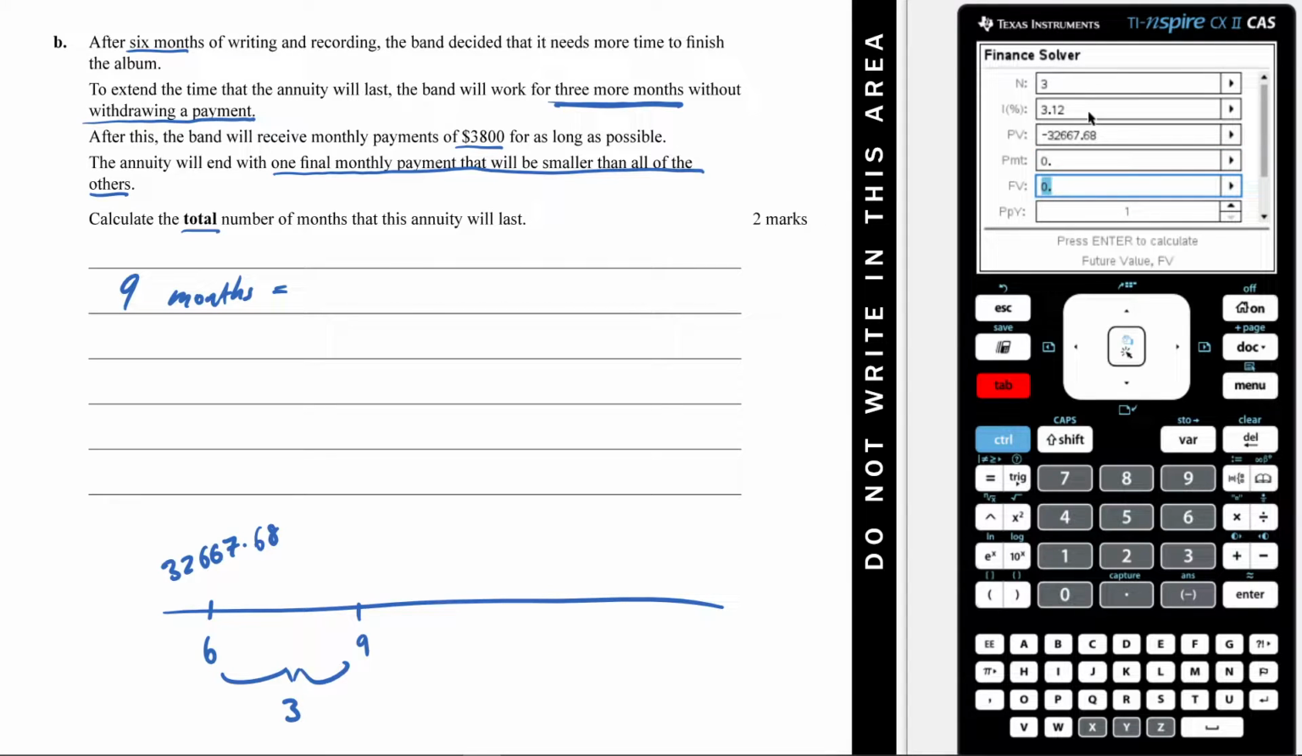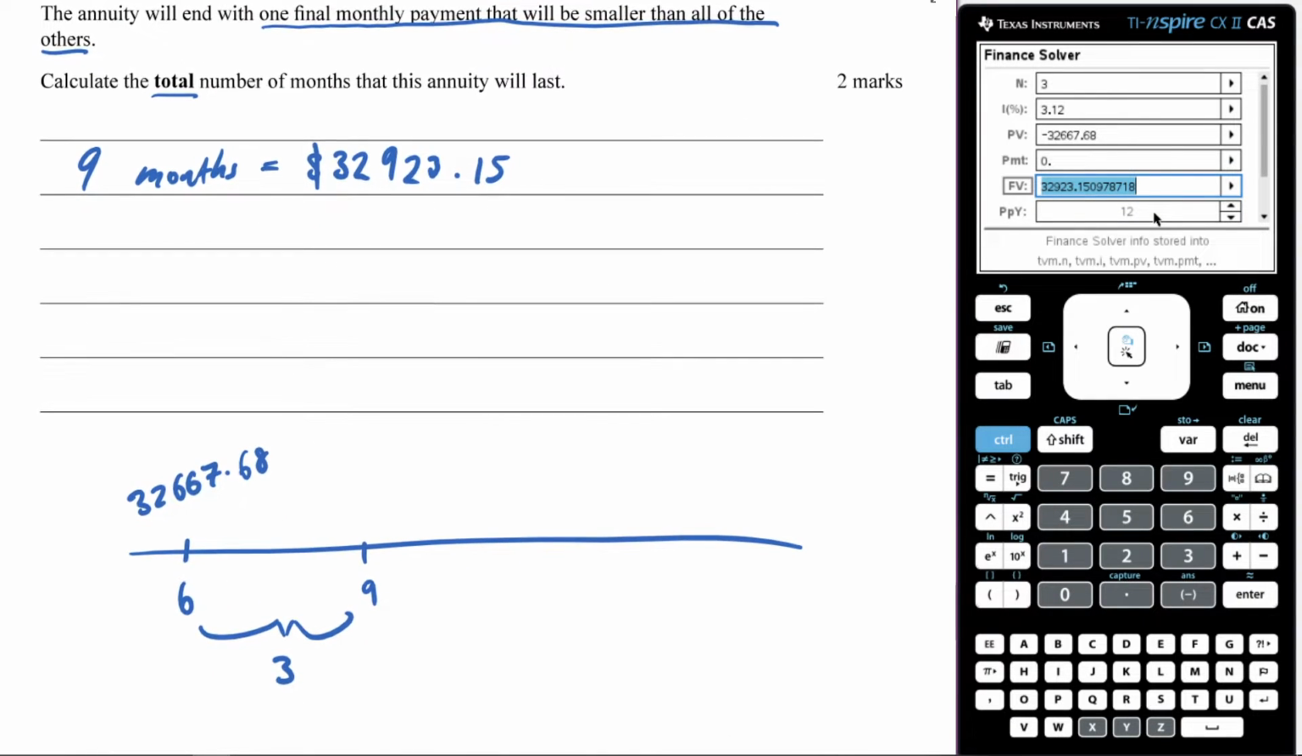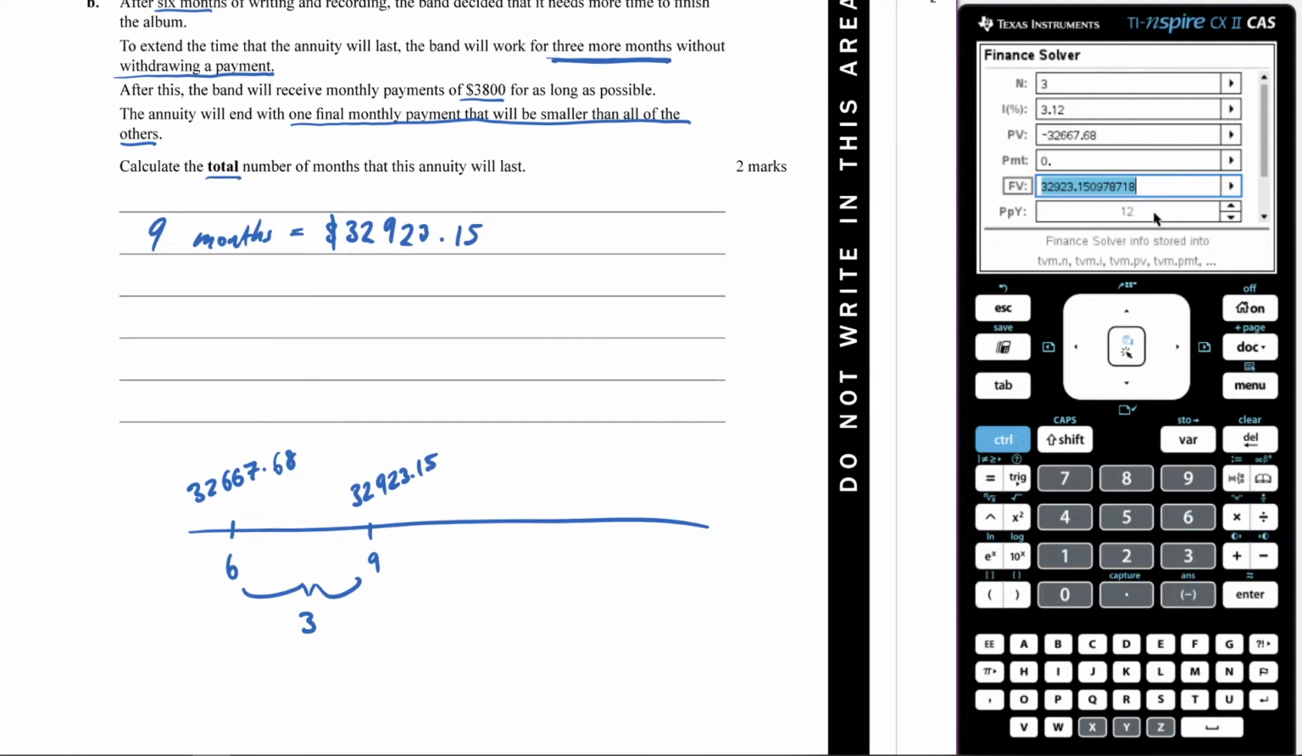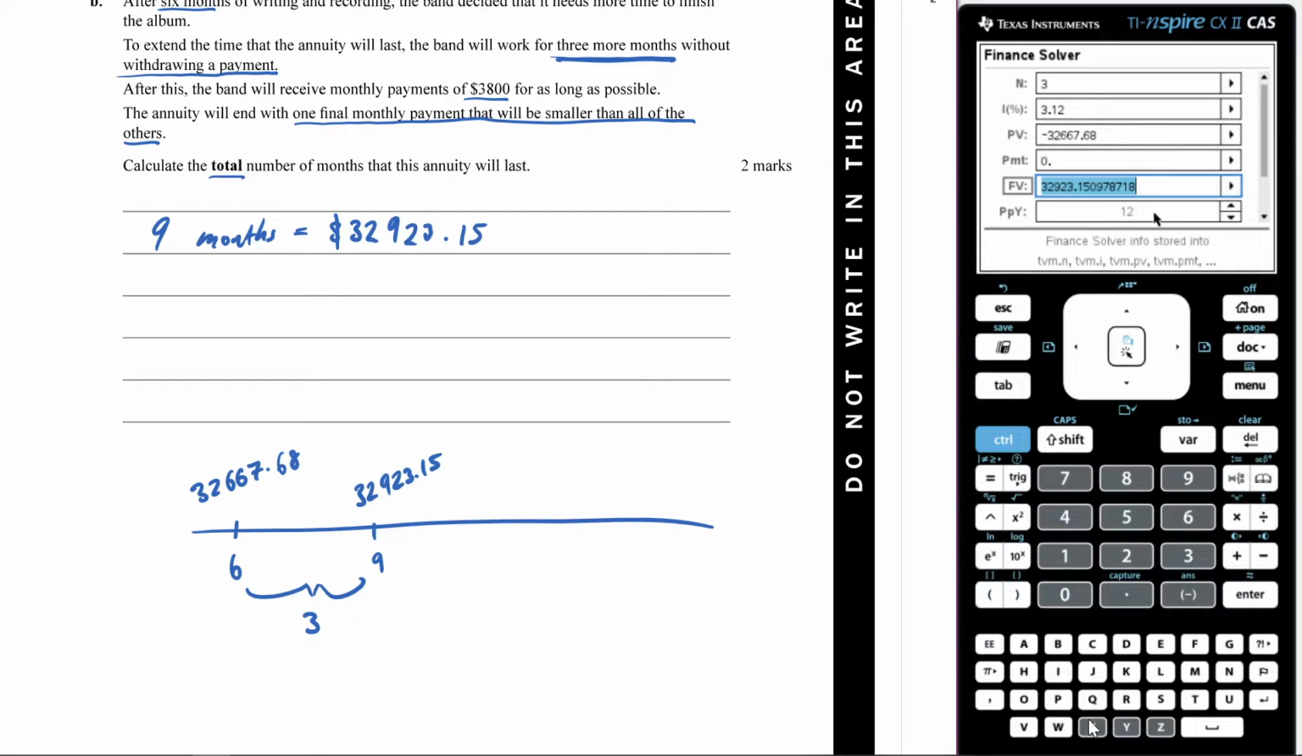What is my future value going to be? That's what I want to find, so let's leave that blank. And then my PPY is 12. Oh, sorry, and my CPPY is 12. All right, so with all that being said, I now want to figure out what the future value is going to be. It is going to be 32923.15. All right, so now I do like to write here as well, just so I can see what's exactly going on. I'm just struggling reading numbers today, which is never a good thing. All right, so that's what it is.